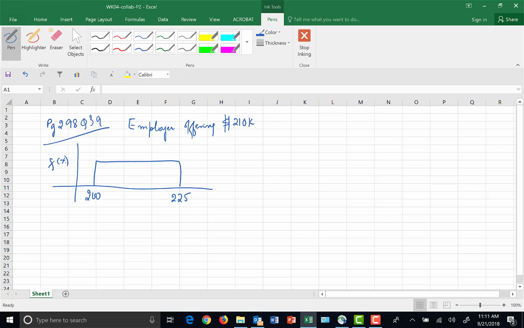Okay, so there is a chance that she might get more than what the employer has offered. So that's the setting, and she's trying to make a decision on whether or not she should leave the house on the market for a month or take the employer's offer of 210K. So that's the context. Part A of the problem says, what is the mathematical expression for the probability density function of the sales price?